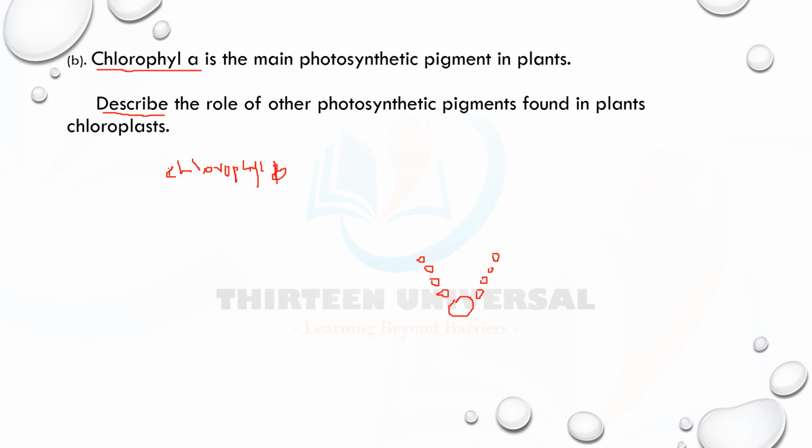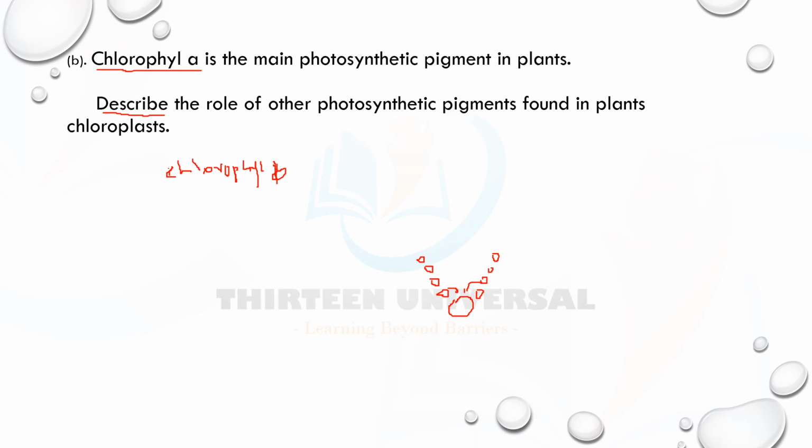So what they do is they absorb energy. This is the primary pigment, chlorophyll A. There are some wavelengths it does not absorb, so they absorb wavelengths that the primary pigment does not absorb, and then pass the energy to chlorophyll A. So they say describe the role. The role is that they absorb wavelengths that the primary pigment does not absorb, and then transfer the energy of that wavelength to the primary pigment.